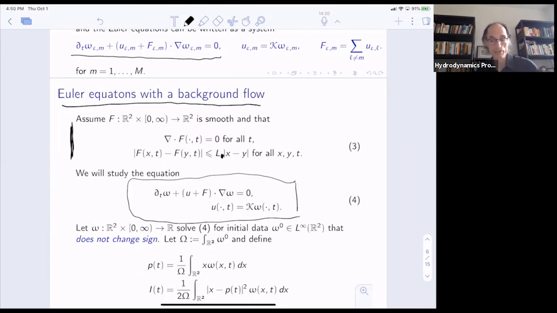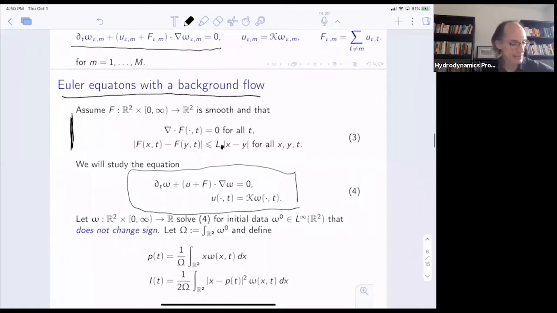Okay, and so I'm presenting the work of those guys. And so here's what I'd like to do. I imagine I have a single blob concentrated on a ball of radius epsilon.